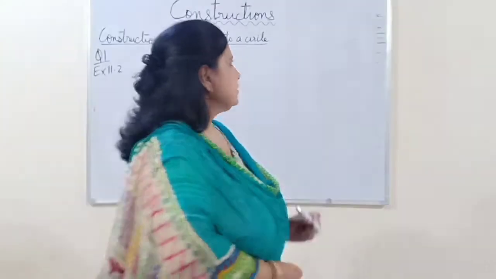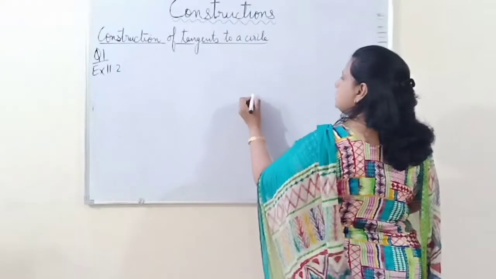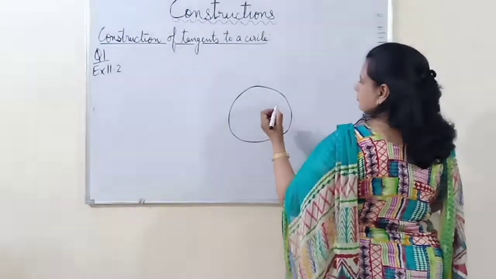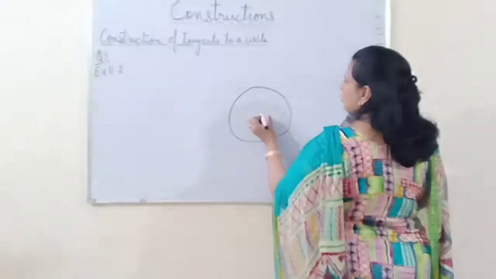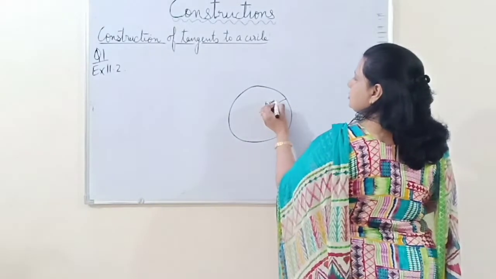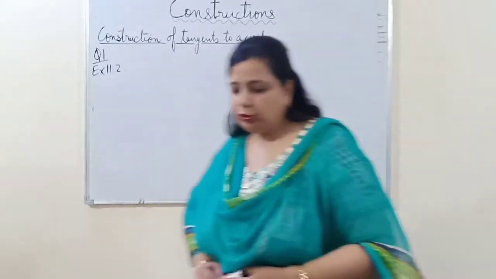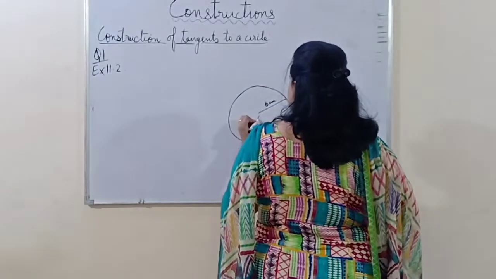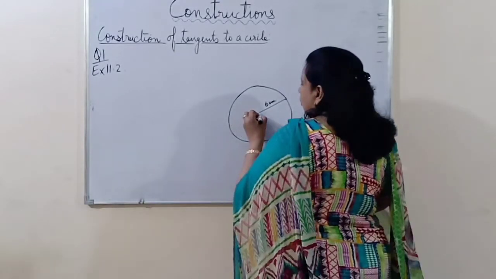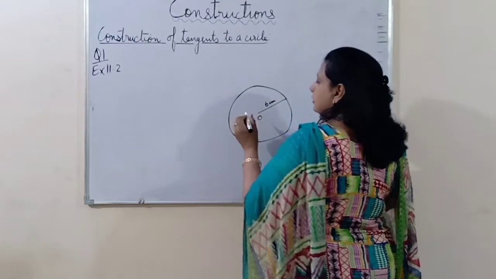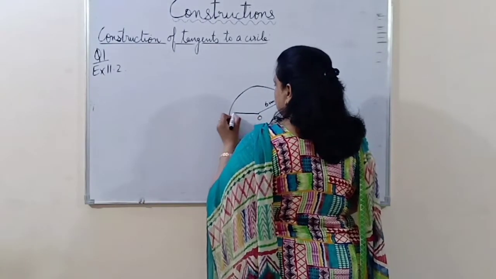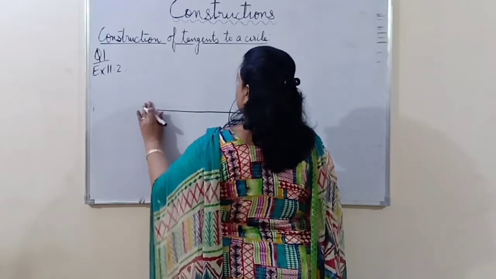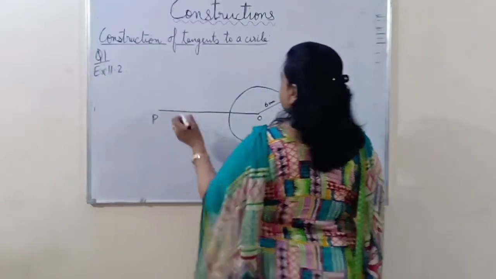Now, what you will do is, first draw a circle of radius 6 cm. Now you have to take a point 10 cm away from its center. So if this O is the center, from O we'll take a point 10 cm away. Let this point be P. OP is 10 cm.